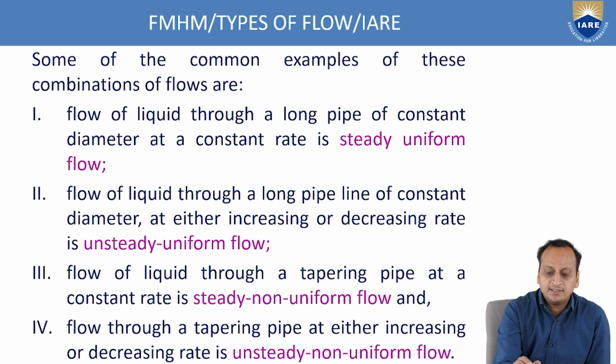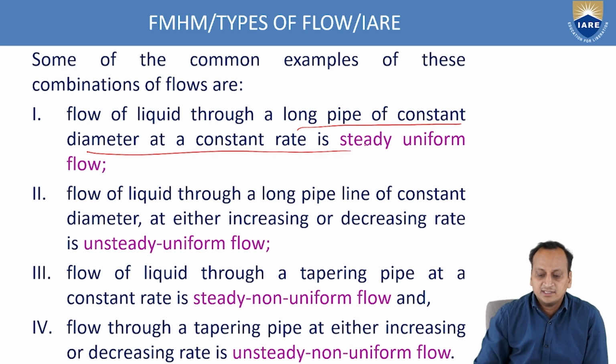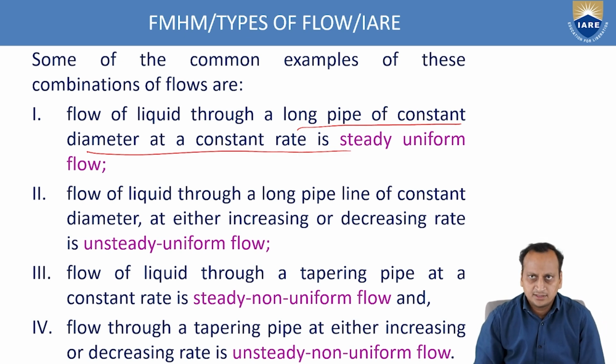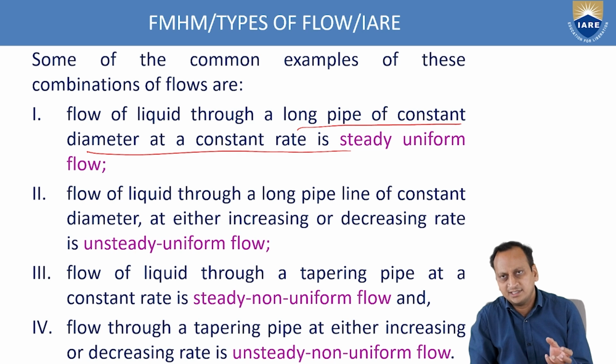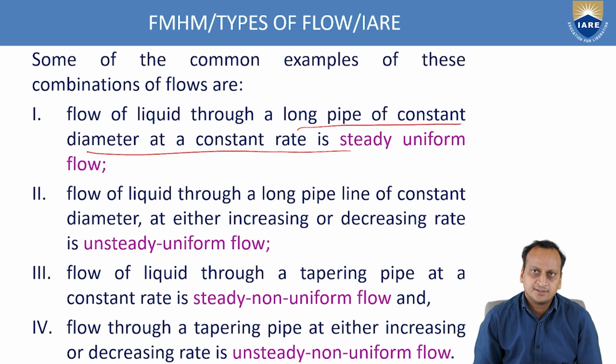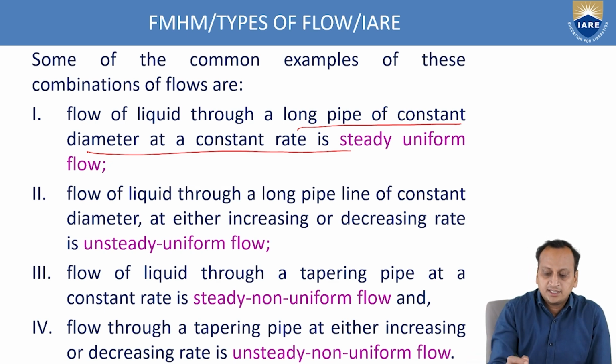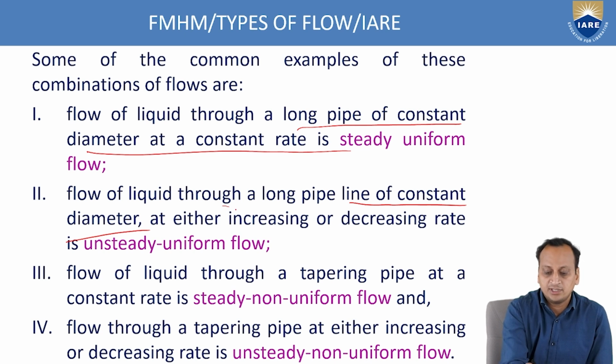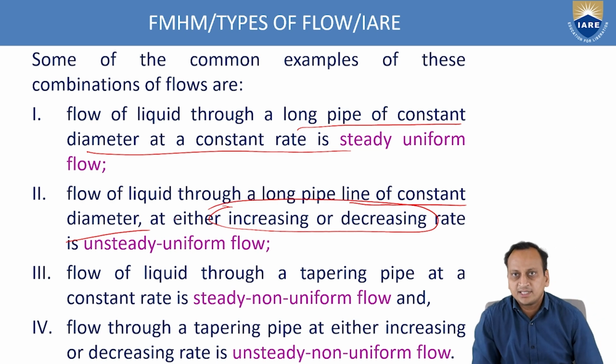The flow of liquid through a long pipe of constant diameter at a constant rate. The diameter is constant, and the discharge flowing through that particular pipe is also constant. Then that comes under steady uniform. Here, in a long pipeline the diameter remains constant, but through the pipe the flow rate is increasing or decreasing. So therefore it becomes non-uniform.